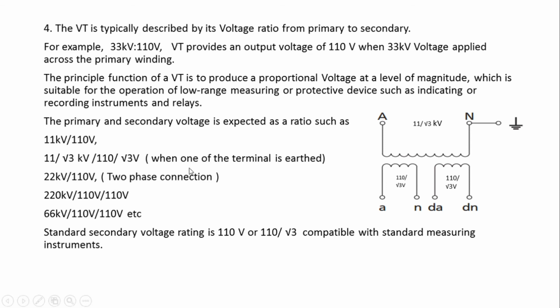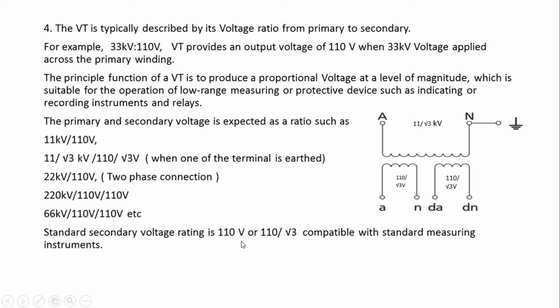This is the case when one of the terminals is earthed. Next is 22 kV by 110 V. It is for two-phase connection without earthing. Next is 220 kV by 110 V by 110 V. Here primary is 220 kilovolt and secondary has two windings of 110 volt. One may be for metering, another may be for protection. Next, 66 kV by 110 V by 110 V, etc.